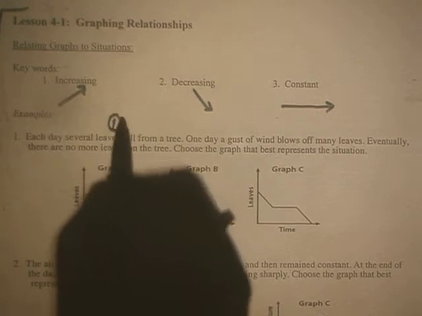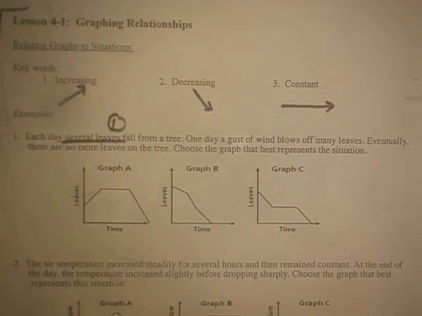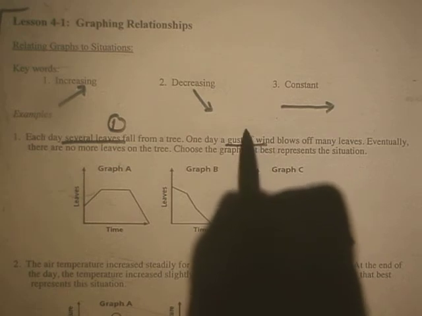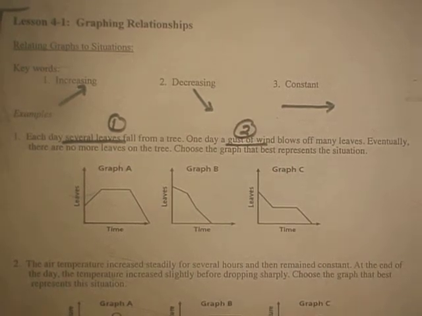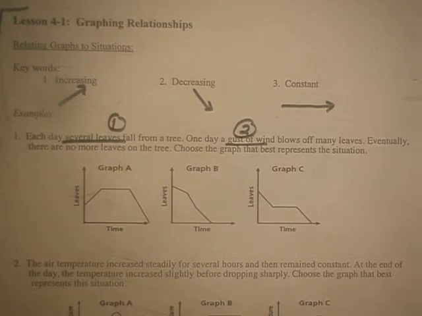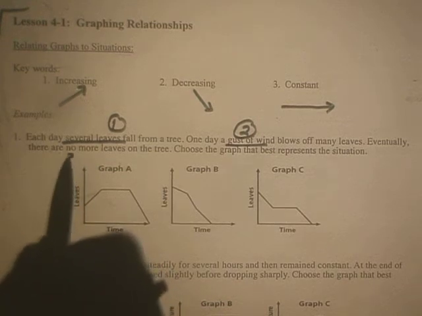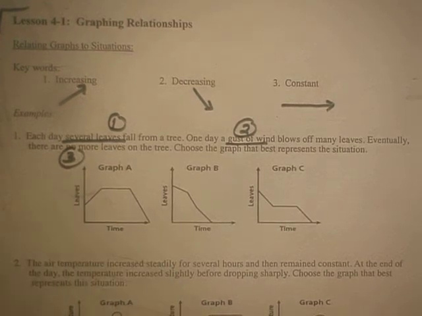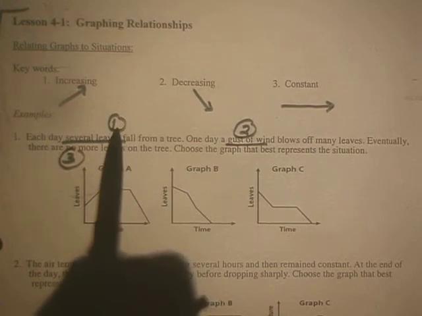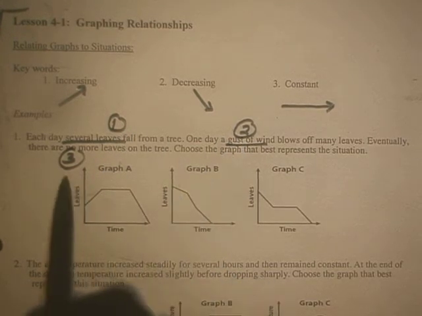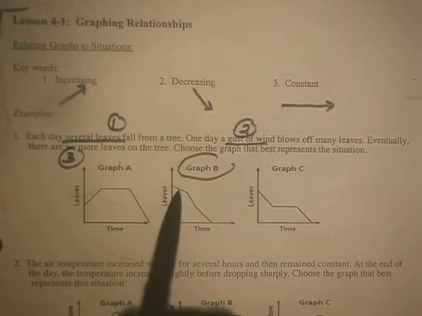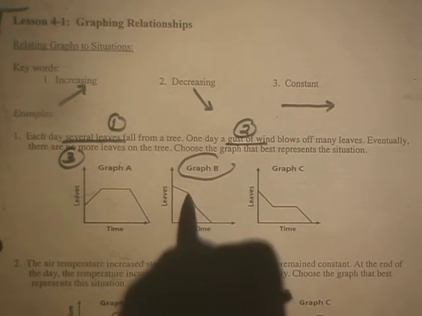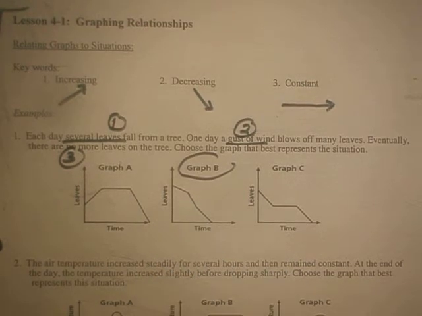First of all, we have several leaves falling from a tree. Second thing, we have a huge gust of wind that blows a bunch of leaves off. So that's going to be a steep decline. And then eventually there are no more leaves on the tree. So again, that's kind of a gradual drop. So we should have a graph that's gradual, steep, and then gradual. And that would match up with graph B. Leaves falling off a tree. This is our huge gust of wind, and then the leaves falling off a tree.